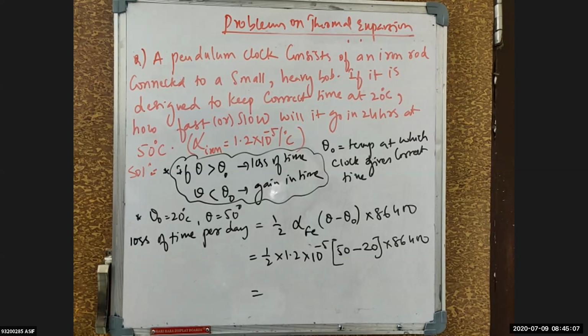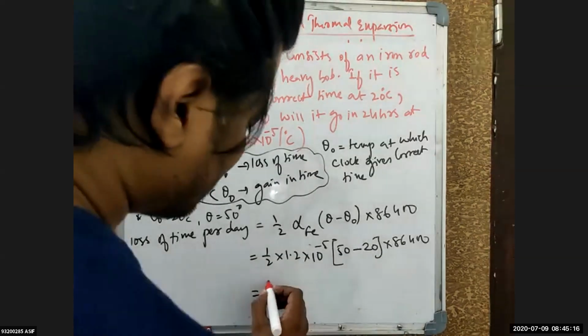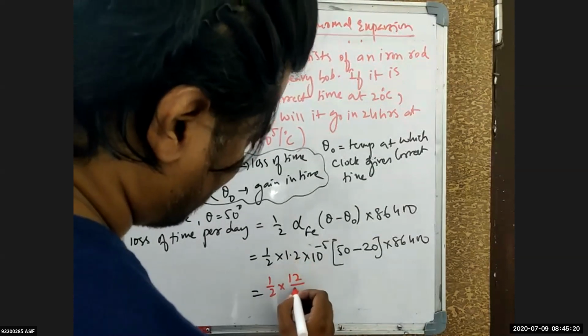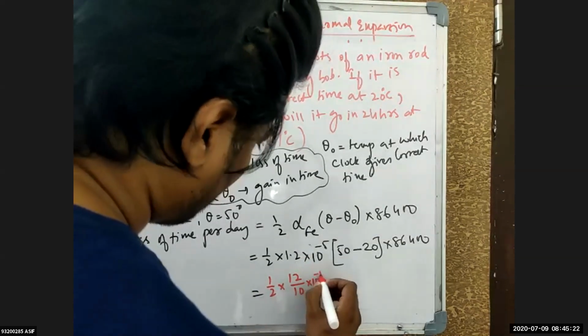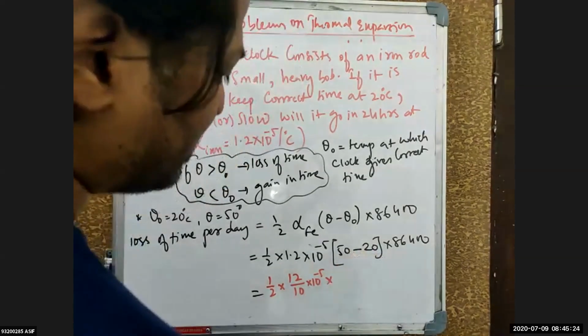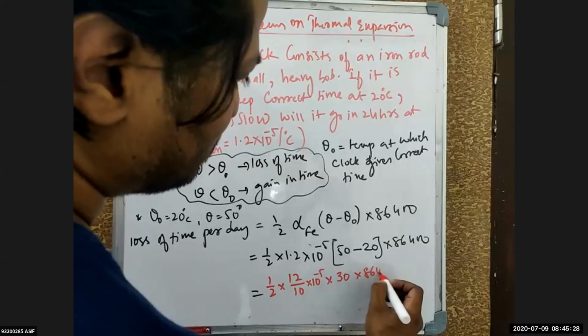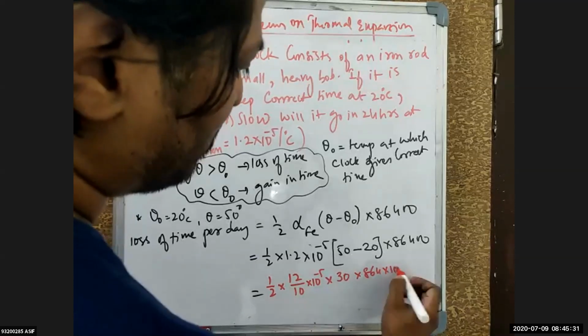Understand? Okay, let's simplify the powers better. Half into this is 12 by 10 into 10 to the power of minus 5 into 50 minus 20. This one is nothing but 30 into 86,864 into 10 to the power of 2. I can write this.